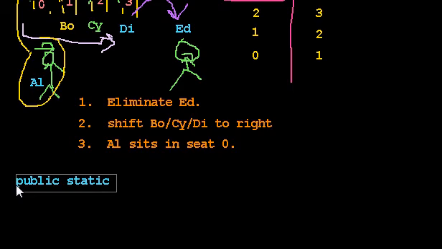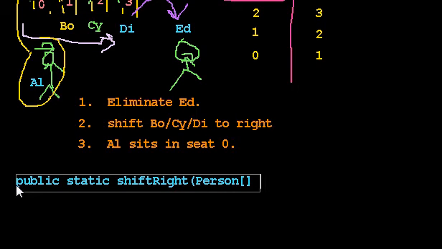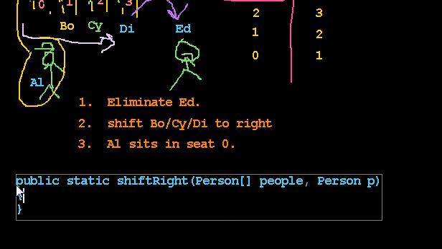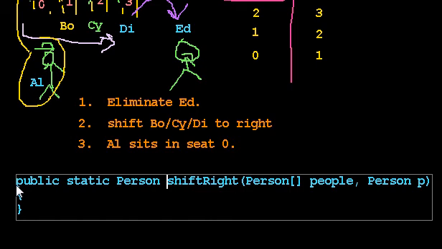So I'm going to imagine I'm programming in Java. I'll call this method shift. Let's see, we're shifting to the right. We'll call it shiftRight. And shiftRight is going to take an array of persons. We'll just call it people. And it's going to take a new person, p, which in our case was Al. And it's going to return, let's return the old person, the person who's been shifted out.